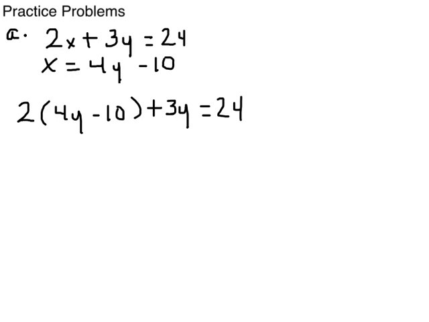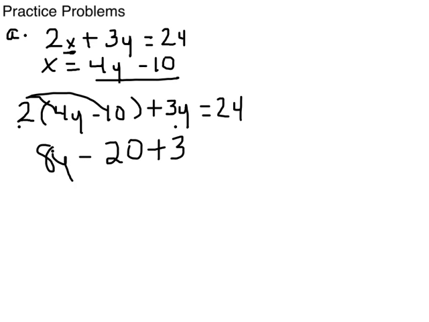Alright, so now we're going to work some practice problems from your book. 2x plus 3y equals 24, and we know that x here is equal to 4y minus 10. So right here where I have x, I'm going to substitute in this 4y minus 10. So 2 times (4y minus 10) plus 3y equals 24. So let's do the distributive property here. 2 times 4y is 8y. And 2 times negative 10 is negative 20, plus 3y equals 24.